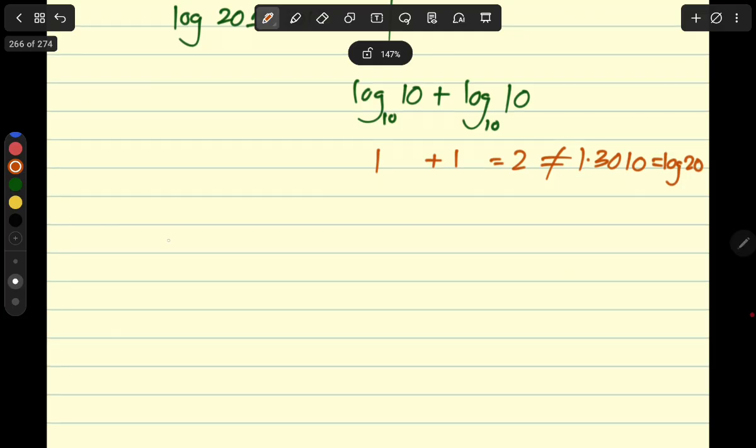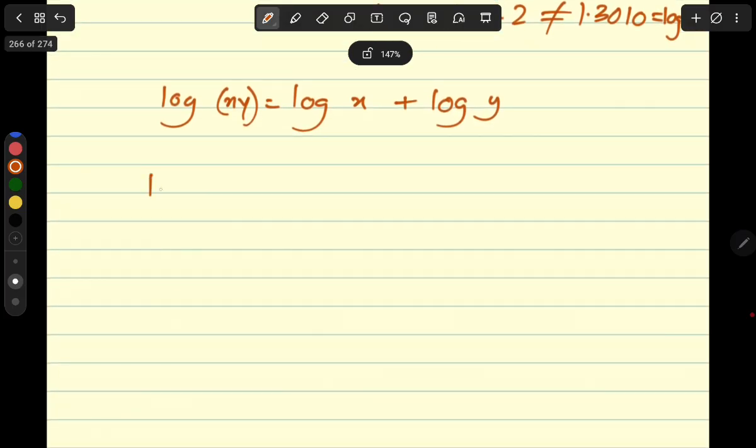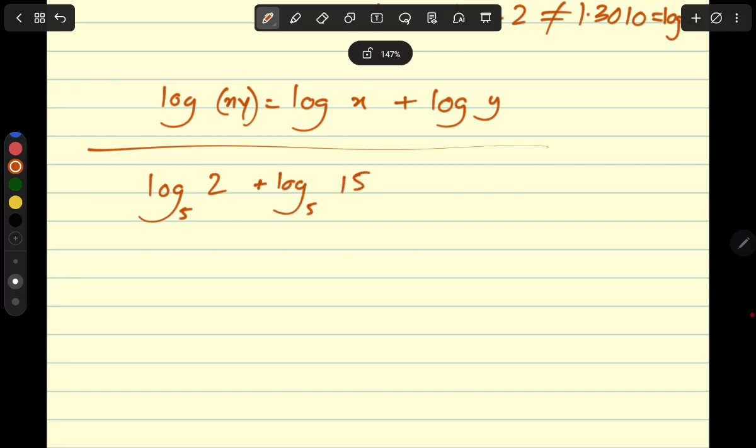Now the correct statement is that log of xy is the sum of log of x and log of y. Now let's try to simplify log 2 to the base 5, this is a Cambridge style 1 marker question, plus log 15 base 5. Since we have the same bases and the logs are adding, we can simply multiply the arguments of both the logs. So this becomes log of 2 times 15, which is 30, base 5. So this is log 30 base 5, and we will leave the answer here.